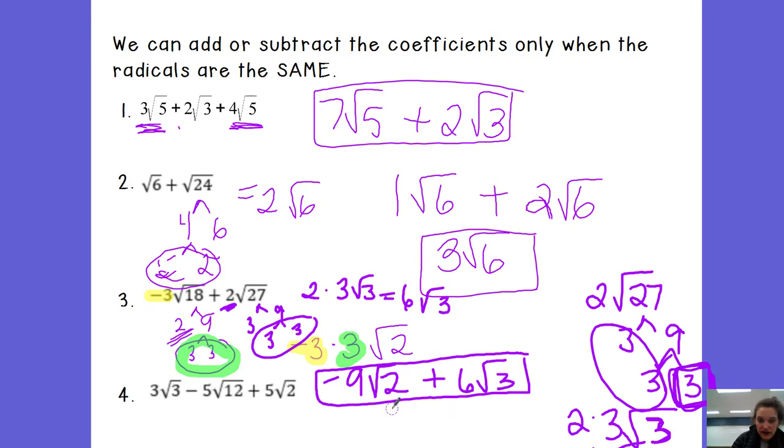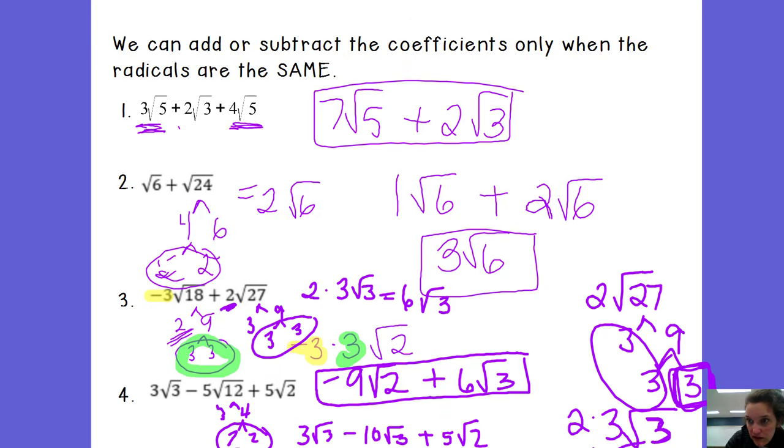And then finally on number 4, 3 root 3 minus 5 root 12 plus 5 root 2. I can't simplify 3 root 3 or 5 root 2, but I can simplify root 12. That's 3 times 4, and then 4 is 2 times 2. So I can circle the 2's and bring the 2 out to join the 5. So this is going to give me 3 root 3 minus 10 root 3 plus 5 root 2. I circled the 2's, brought the 2 out to join the 5, which is where I got the 10, and then this 3 had to stay under.